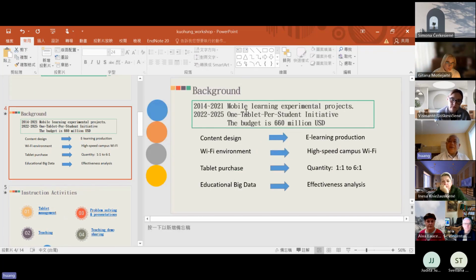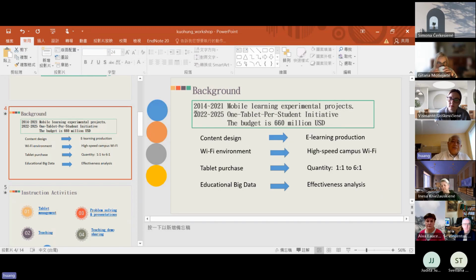And now talk about the big one. From 2014 to 2021, there was a mobile learning experimental project in Taiwan. Actually, it's a bottom-up project. The Ministry of Education invited all the elementary schools and secondary schools to apply for a grant. If granted, the school would be provided with tablets and some funding to experiment with some types of teaching experiments to integrate the tablet in the classroom.